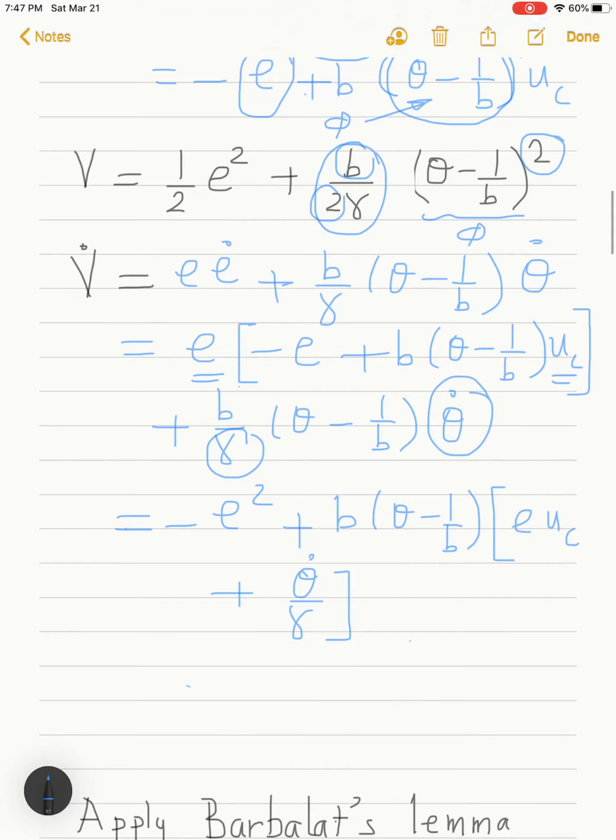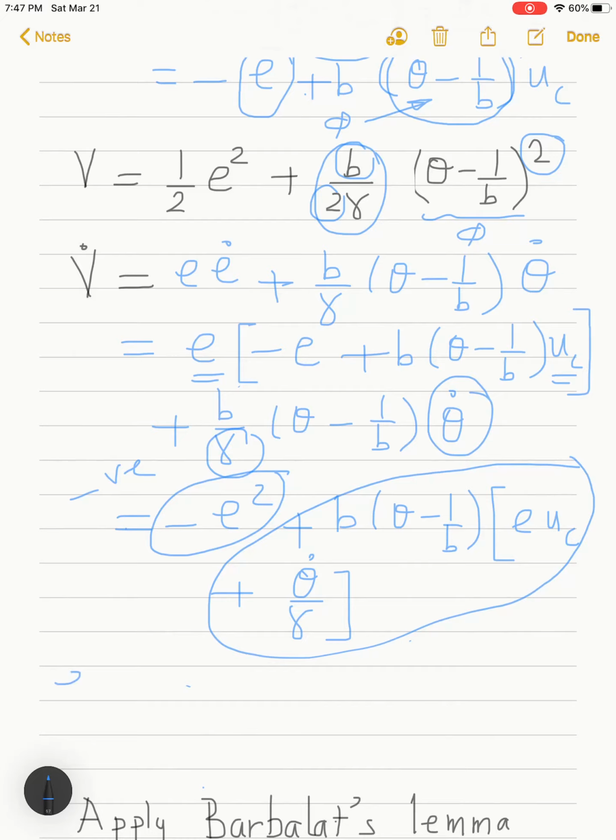Now if I look at the equation for v dot, you will notice that the first term here is negative, but this term is indefinite. Its sign can't really be determined. So we force that term to be 0 in order for v dot to be negative semi-definite. So that will require me to equate uc times e plus theta dot over gamma to 0.